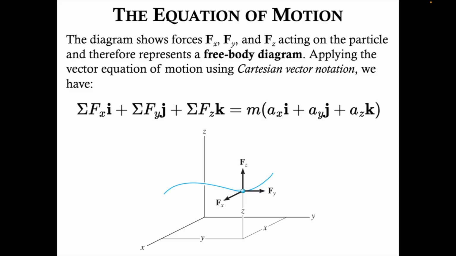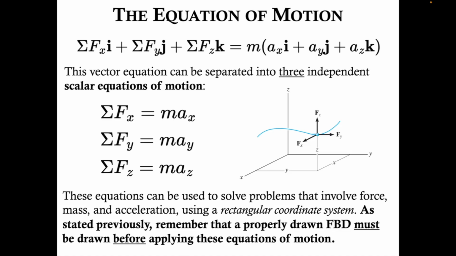So remember that the i hat, j hat, k hat unit vectors act in specific directions. Each one of those unit vectors has a magnitude of exactly 1. The i hat vector always corresponds to the positive x direction, the j hat to the positive y, and the k hat to the positive z. This vector equation can be separated into 3 independent scalar equations of motion, where summation F sub x equals m a sub x, summation F sub y equals m a sub y, and summation F sub z equals m a sub z. Okay, so this represents the net force in the x direction, net force in the y direction, and net force in the z direction.